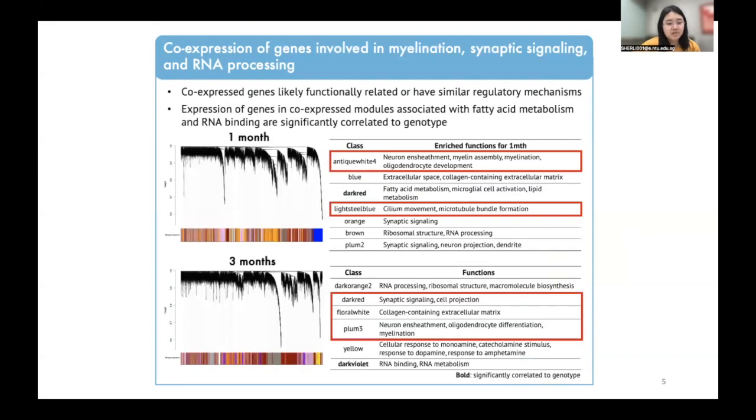And looking at the co-expressed networks of genes in both 1 month old and 3 month old groups, we see that there's regulation of the genes that are associated with neuron enrichment and myelin assembly, which relates back to Ermin function, but also related to microtubule bundle formation. And in 3 months, we see that there are networks of genes related to synaptic signaling and cell projection, the extracellular matrix. And just as a sanity check, again, the myelination and neuron enrichment is also seen to be regulated at 3 months.